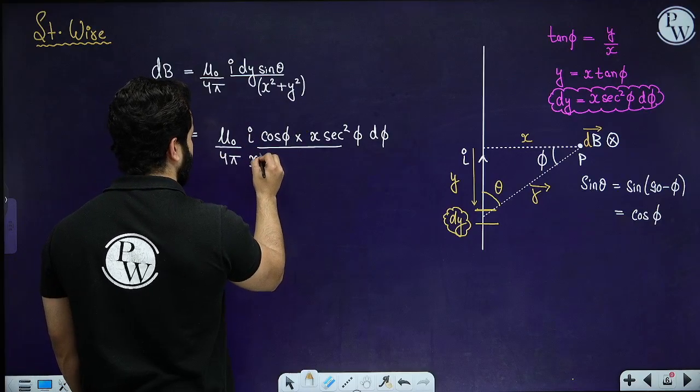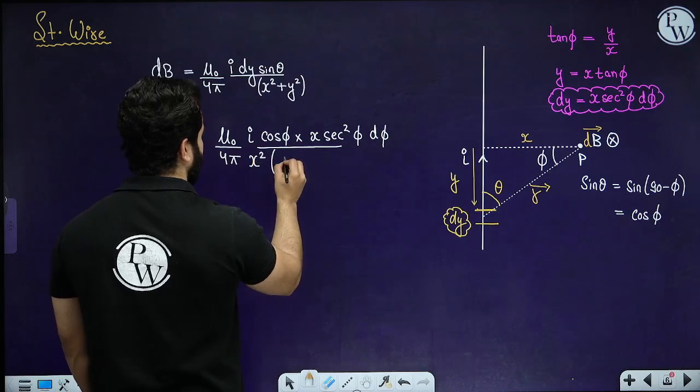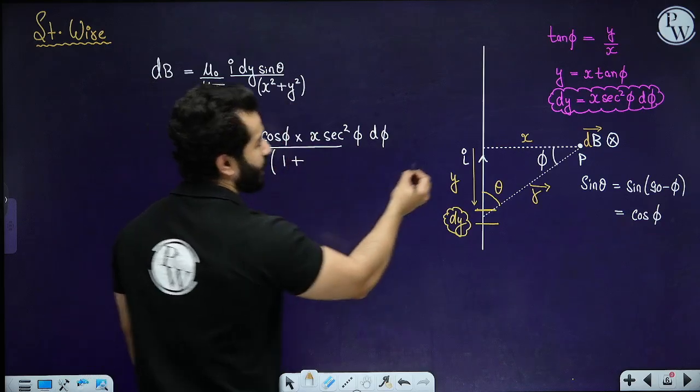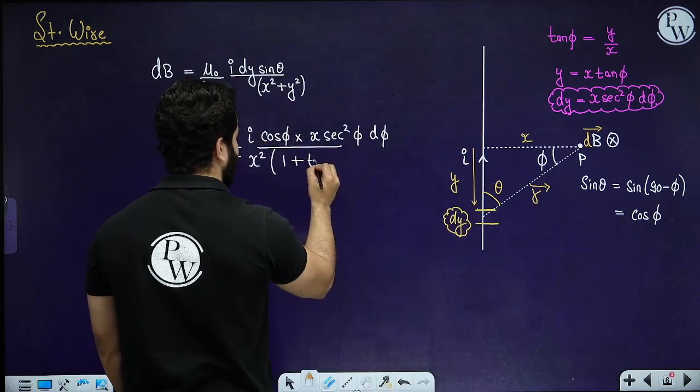So if I take out x square common, I'll be left with 1 plus y upon x, which is again tan phi, so this will be tan square phi.